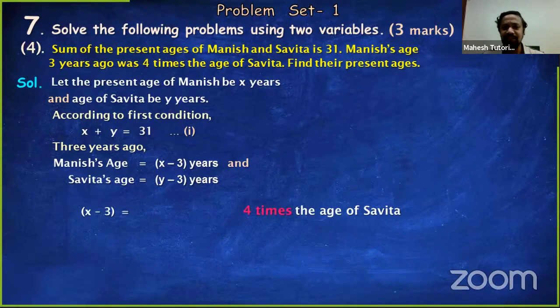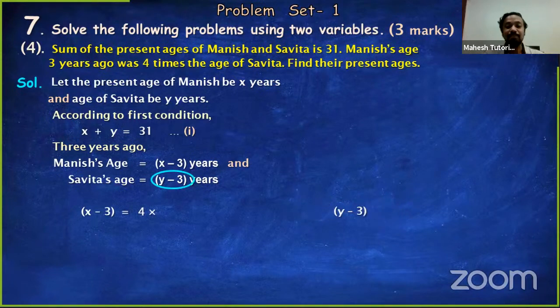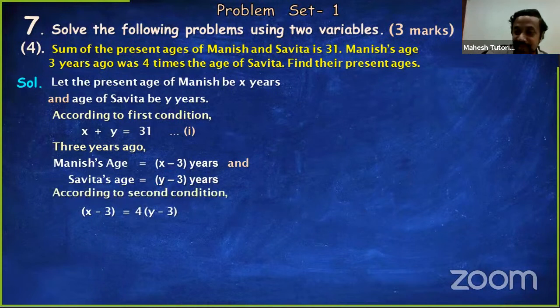4 times. I think this we are very well aware. Can you tell me what does 4 times mean? Very good. 4 into age of Savita. They are talking about Savita's age 3 years ago. So can you tell me, students, what was Savita's age 3 years ago? y minus 3. Perfect. So with this, we get the second equation as per the second condition.